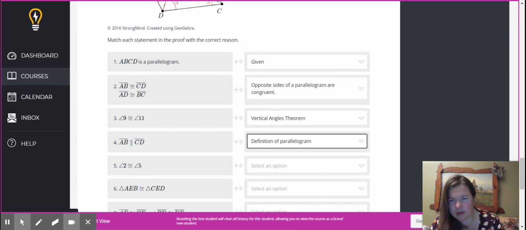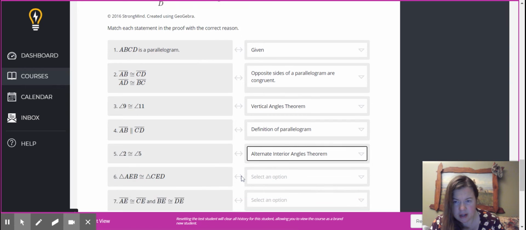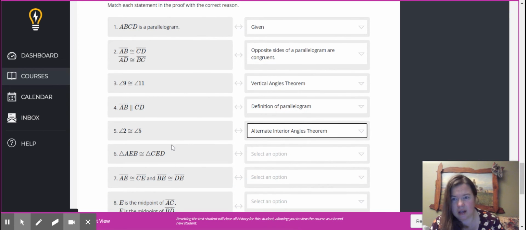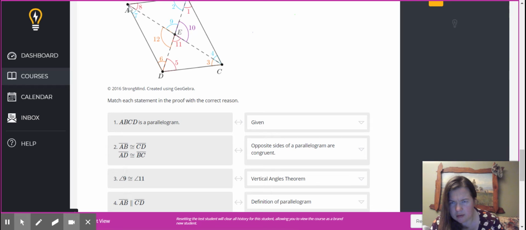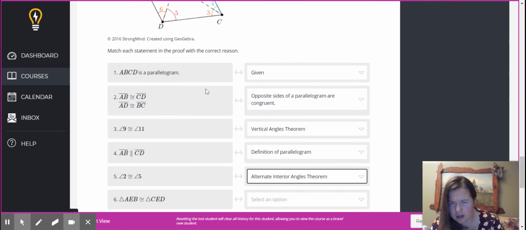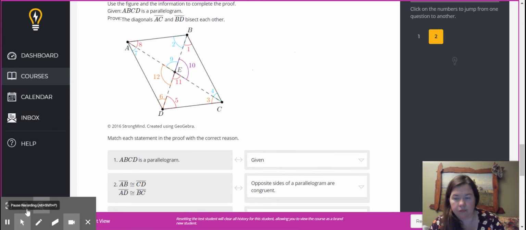Okay, so now we have sides, an angle, and a side. Oh wait, so then 2 and 5, those are alternate interior angles first. There's an angle. So angle, side, angle, right? Let's just double check. Angle, angle, side must be angle, angle, side. Let's see. I'm pausing. Okay, so coming back here, we said 9 and 10 are the same.